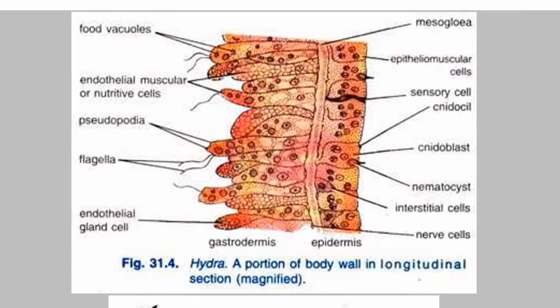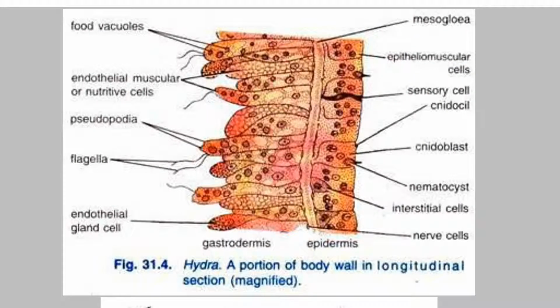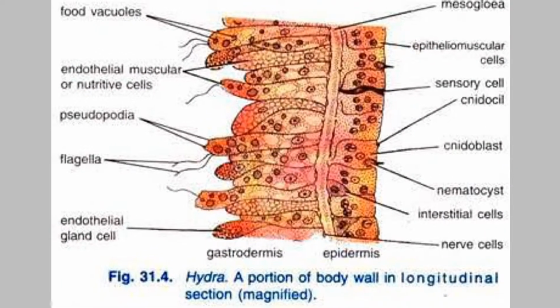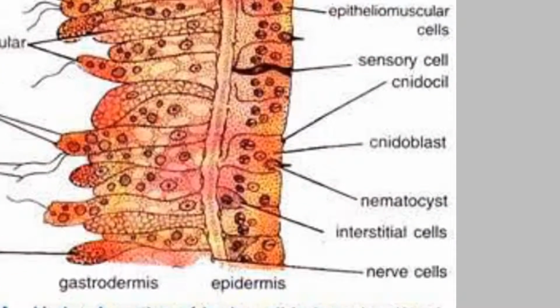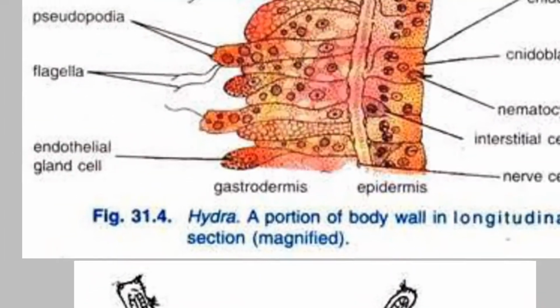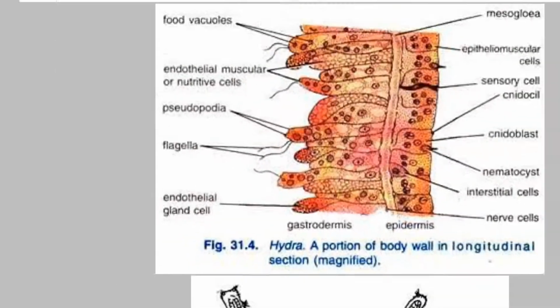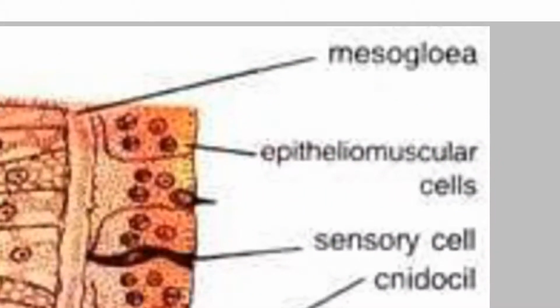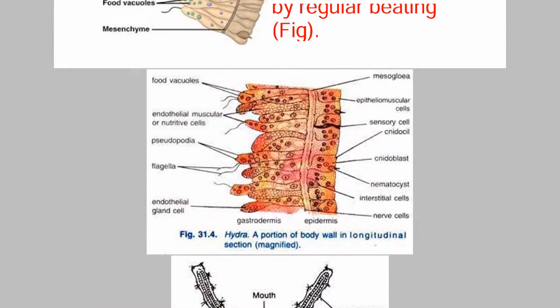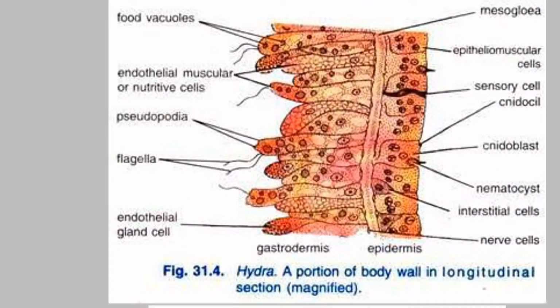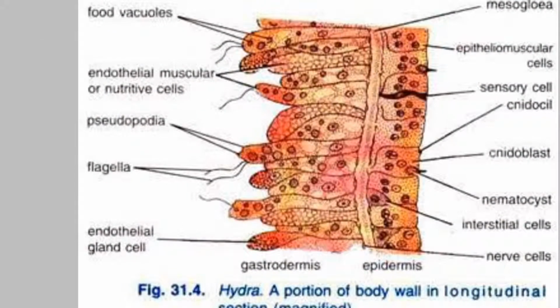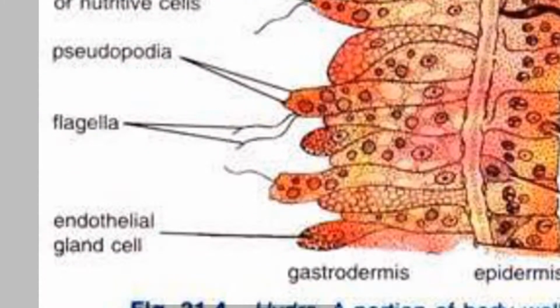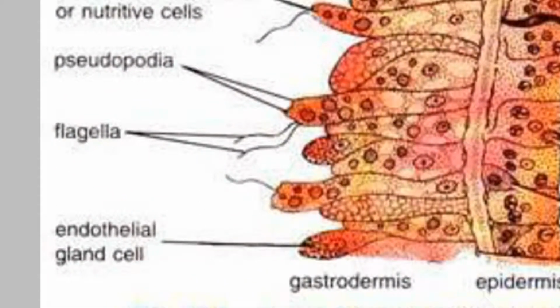And in this figure, this is also the body wall in a longitudinal section, a magnified portion of Hydra. The outer layer of cells is known as the epidermis, the inner layer the gastrodermis, and in between the mesoglea is present. Now you will see that on the surface of a few cells of the gastrodermis, flagella are present.